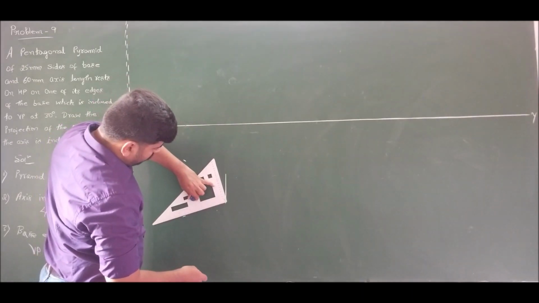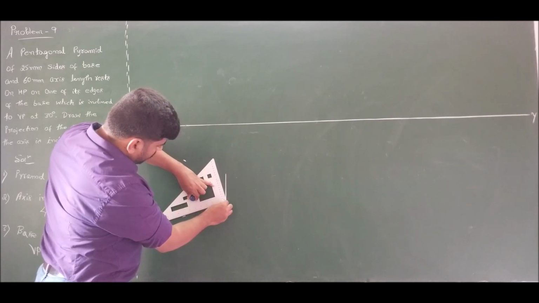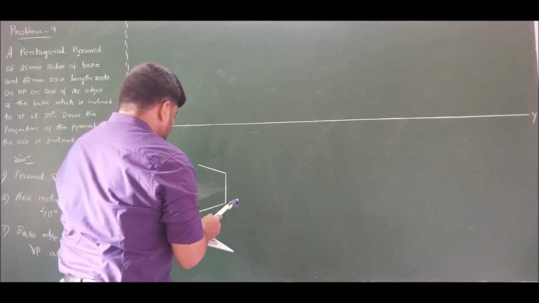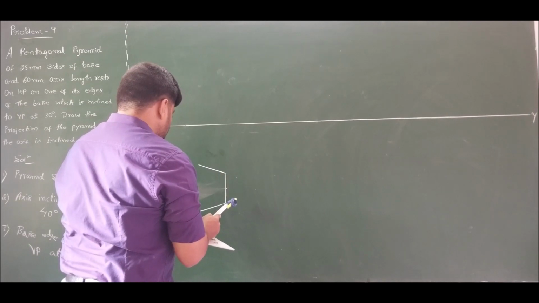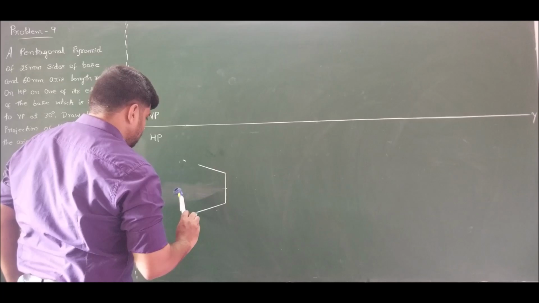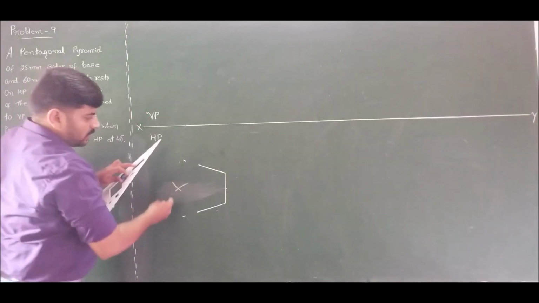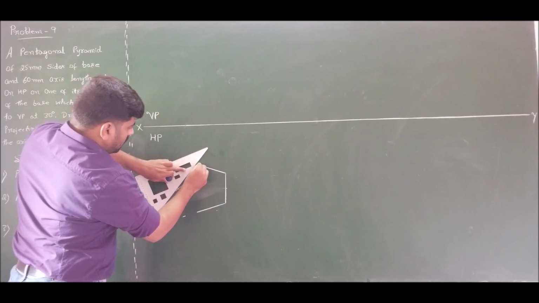Now draw a line of 25 inclined at an angle of 72 degrees. Now measure the side length and cut arc from either side. Measuring the side length and cutting arc from either side, I will get one more corner. So join this corner.